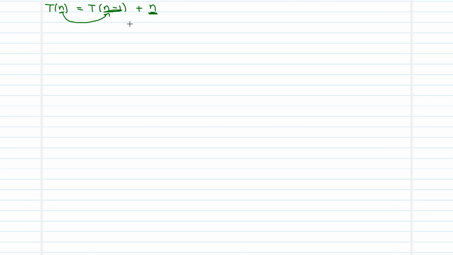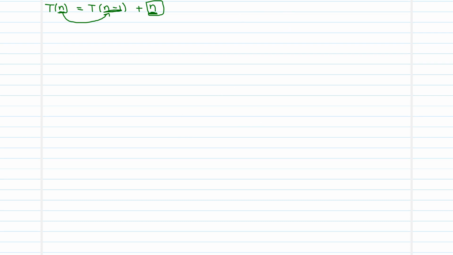This could be one case: we have an array of size n, and in each iteration we are reducing that array to n minus 1 size, and to do that we need to traverse over the entire array of size n, right? So that is why this could be one of the possible cases. So now how can we solve it?